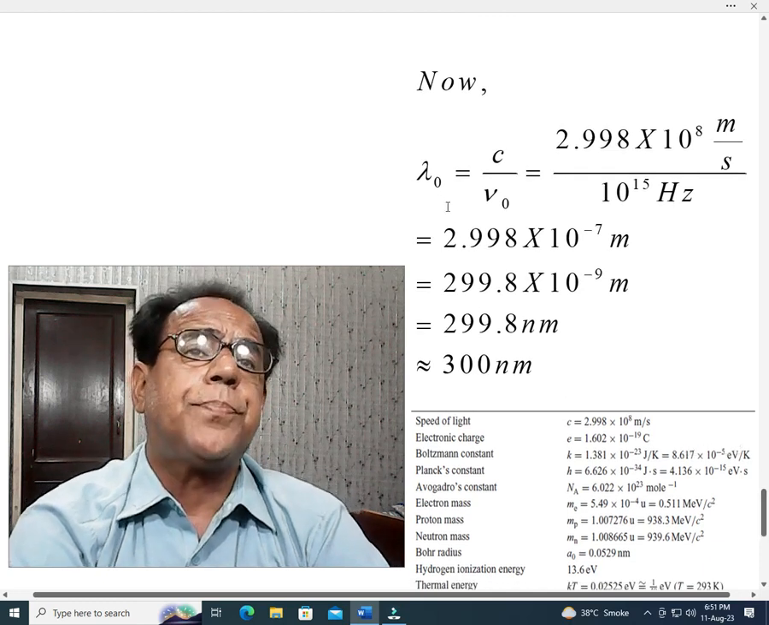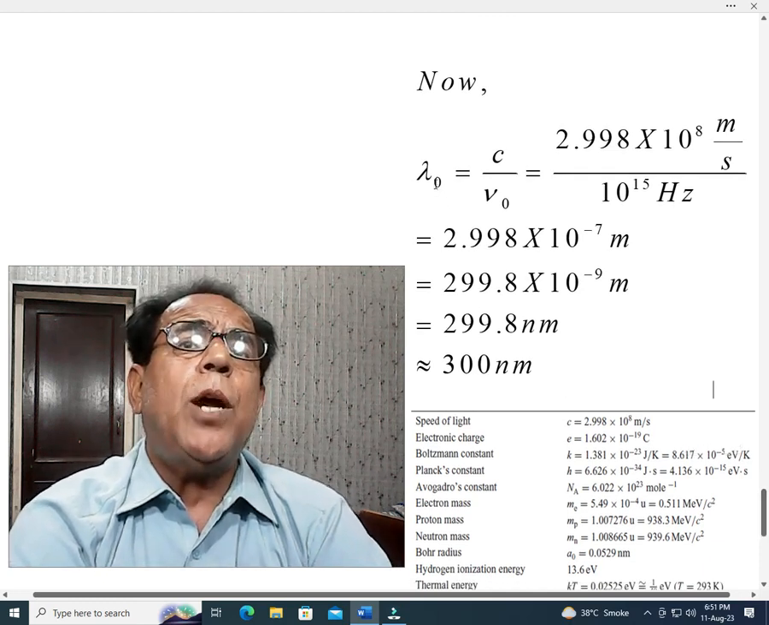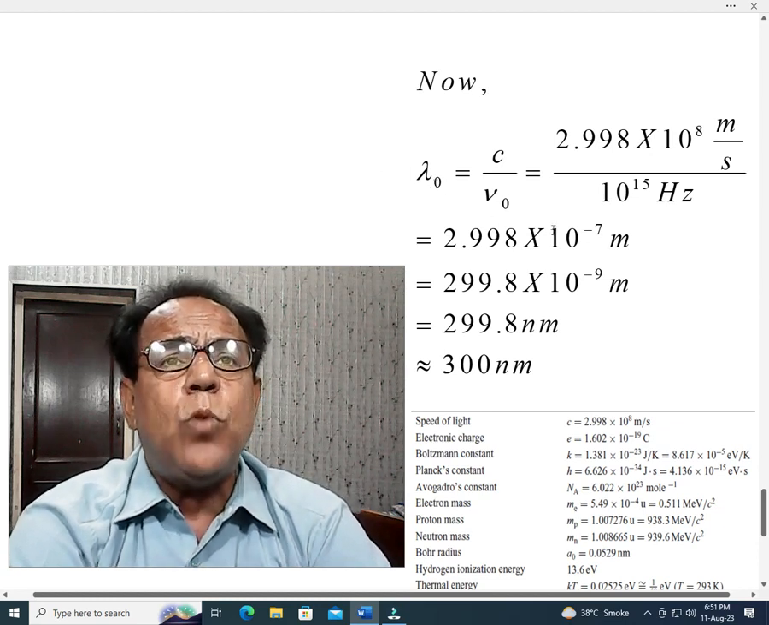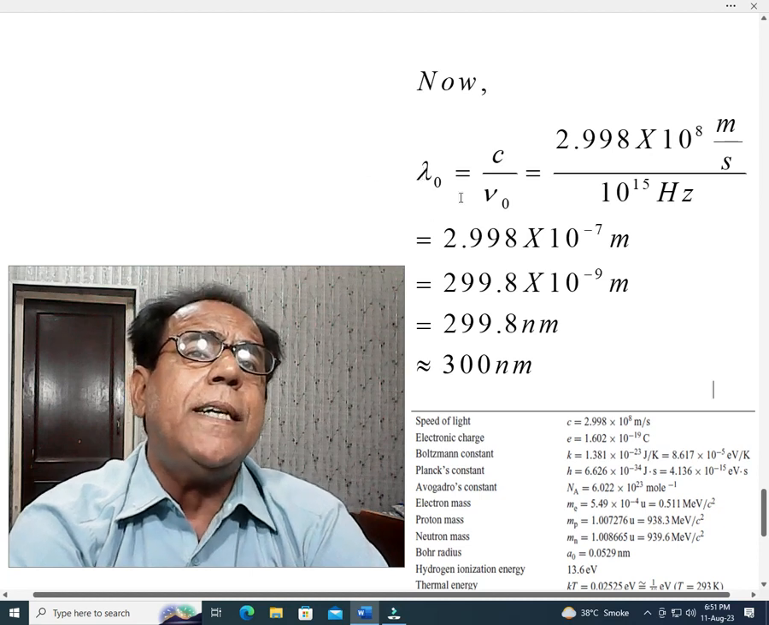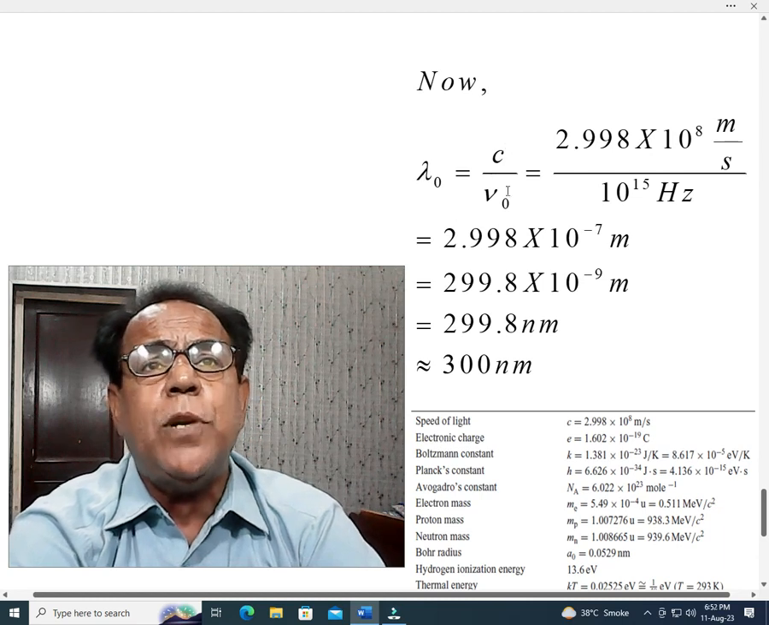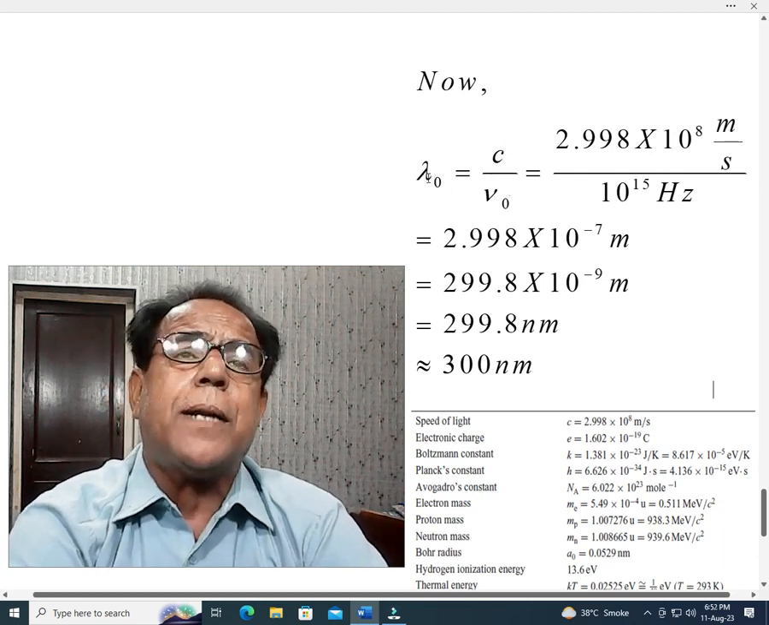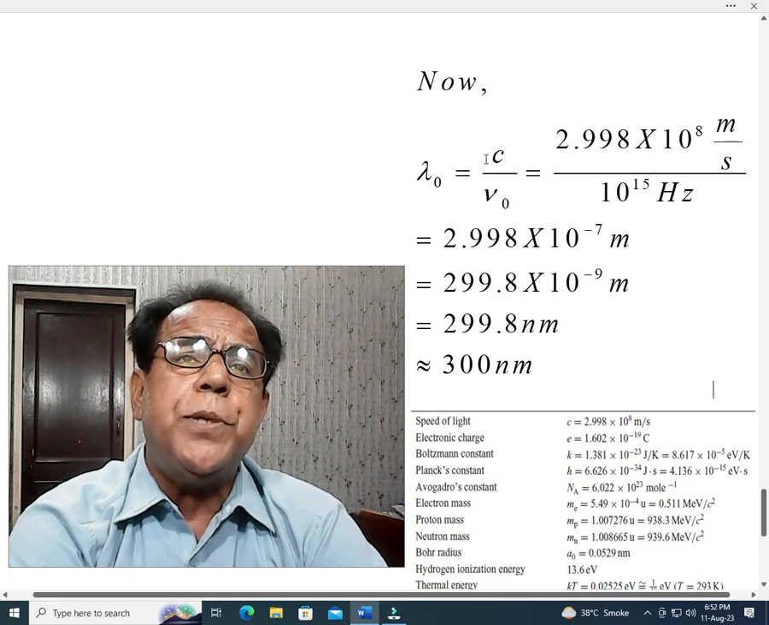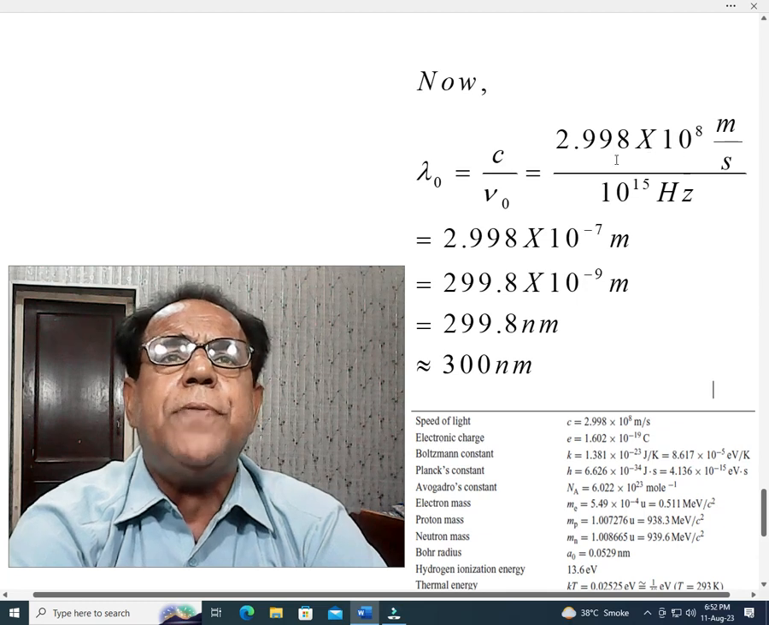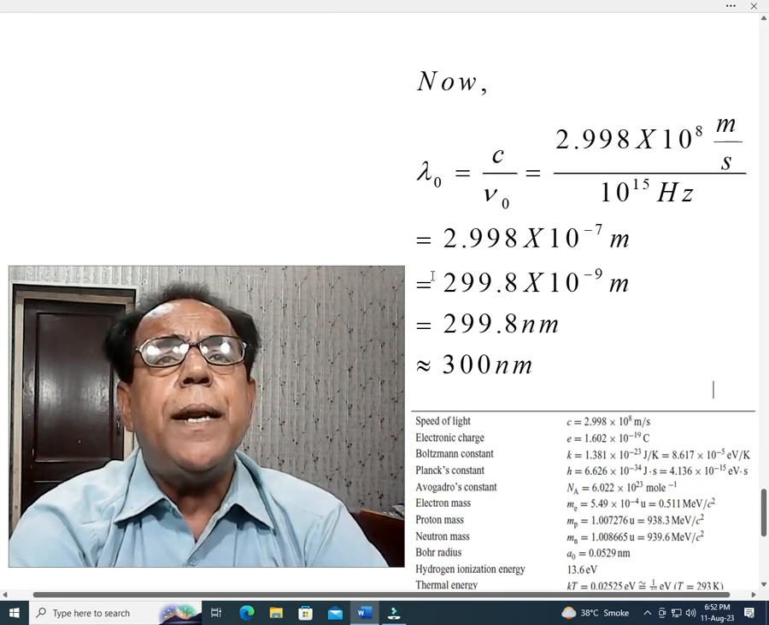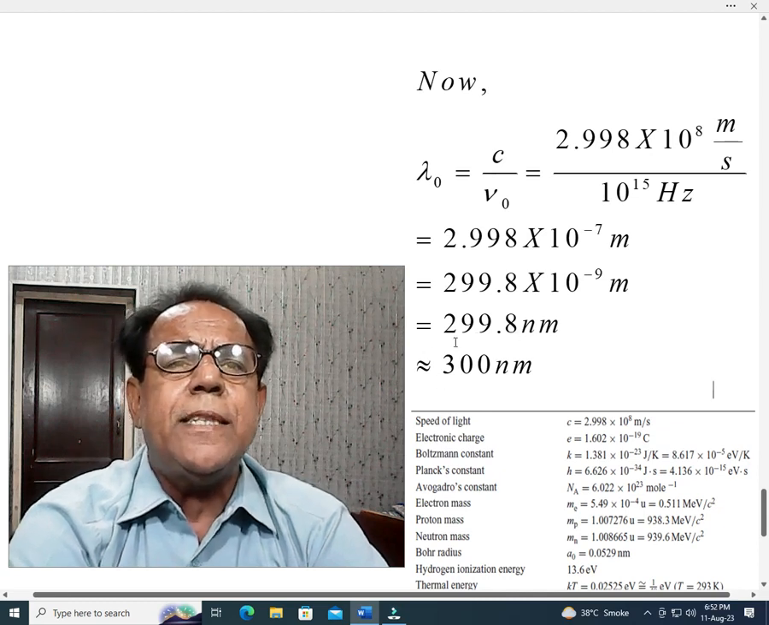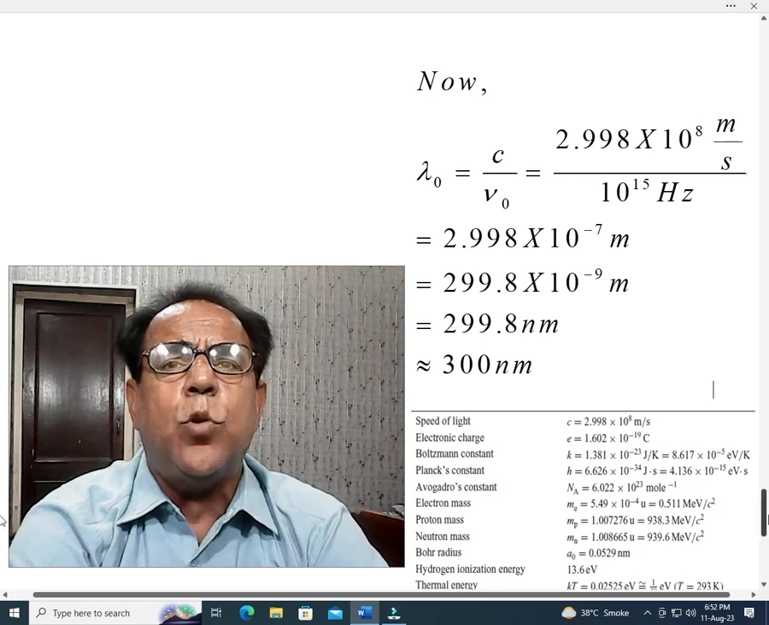Now lambda naught, the cutoff wavelength. We know that wavelength and frequency are inversely related through the speed of light c. Lambda is equal to c over mu, and similarly lambda naught, the cutoff wavelength, is equal to speed of light over cutoff frequency. By putting these values, we see that lambda naught becomes equal to 299.8 nanometer, which is approximately equal to 300 nanometer.